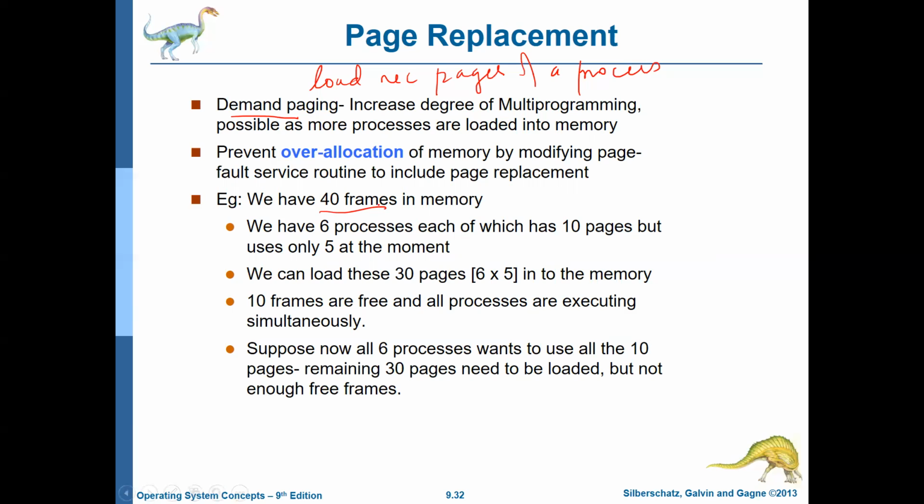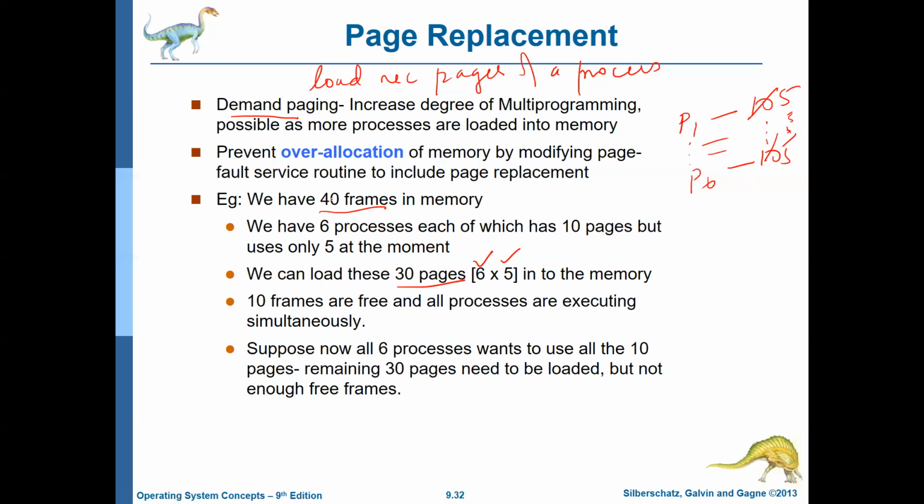So imagine the virtual system, how it is going to look. We have 6 processes, P1 to P6, and each of which has 10 pages. Each one will require 10 pages, but it uses only 5 at the moment. Only 5 are being used by all 6 of them. So you can say 6 processes into 5 pages. So the total you require is 30 pages. So only 30 pages are required at the moment and they can be fully loaded into memory.